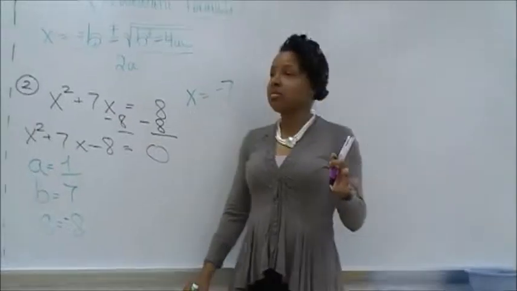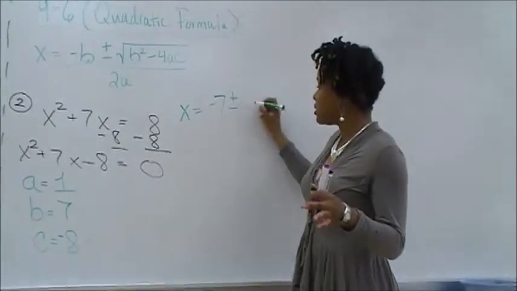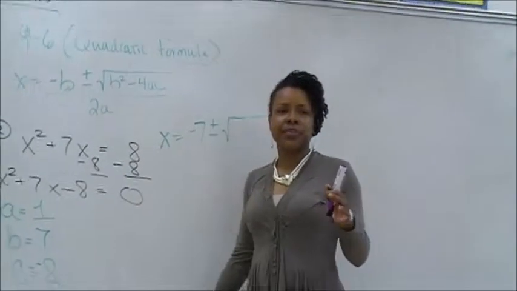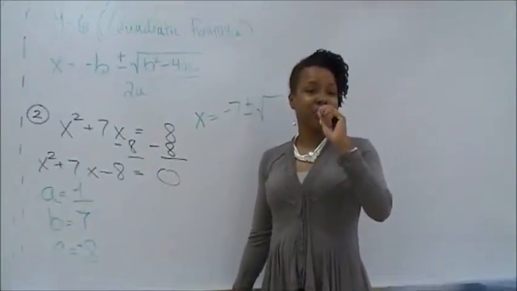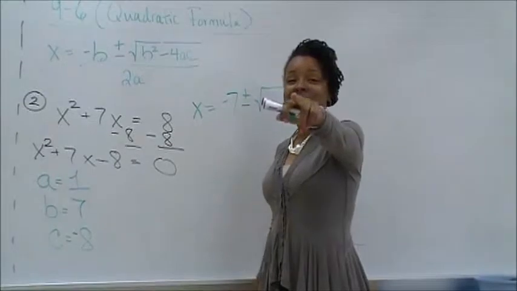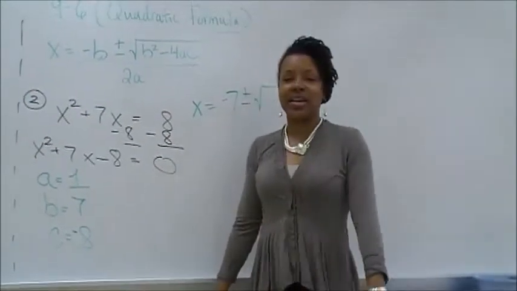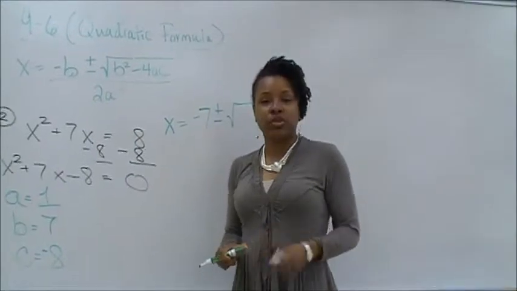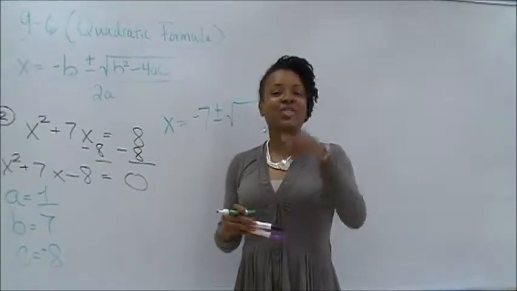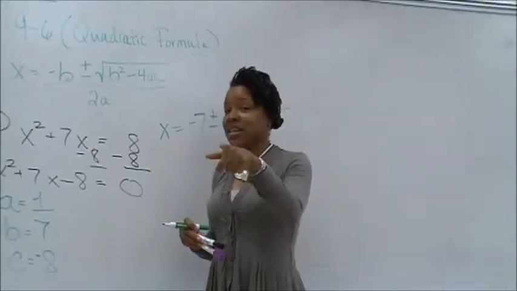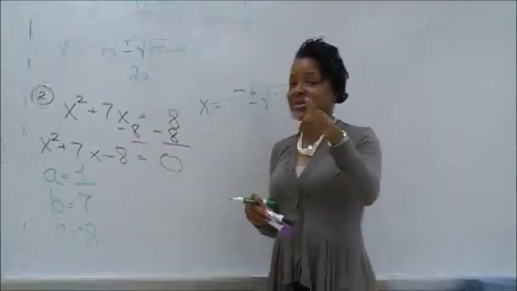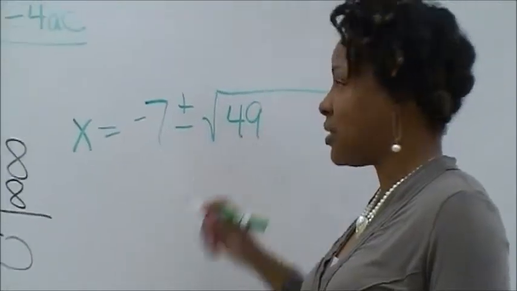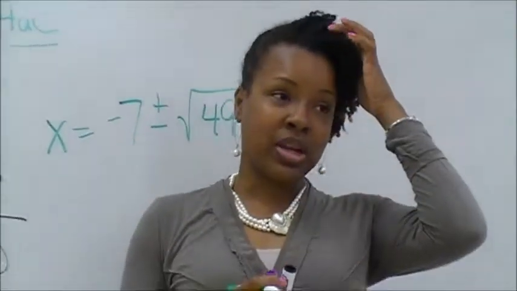Negative 7 plus or minus square root of B squared. What is B again? 7. So what's B squared? 49. No, 14 is the mistake a lot of people make. They're rushing. They say 7 squared is 7 times 2, 14. No. 49. 7 squared is 7 times 7. Remember? Okay. So 7 times 7 is 49. Any questions on that?